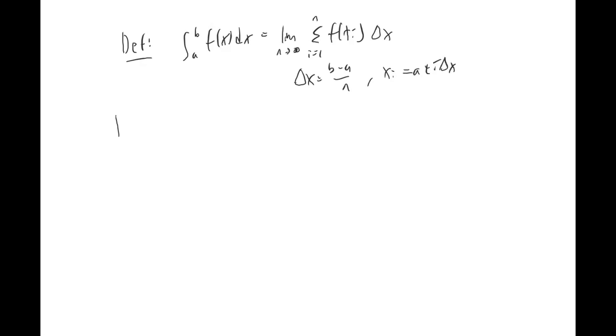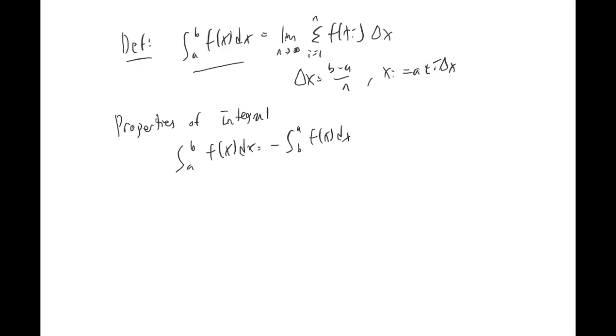So we have certain properties of the integral. If you integrate backwards, it's the negative. If you integrate from a to b and you go from b to a, it's pretty clear, you're going backwards, so it's negative. And if you integrate from a to a, well, what is this?